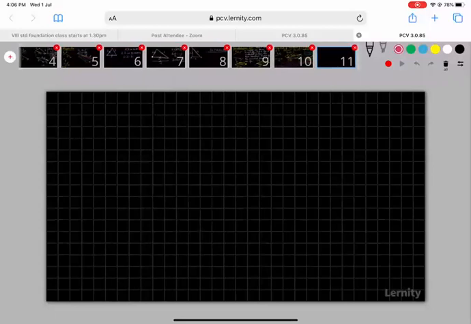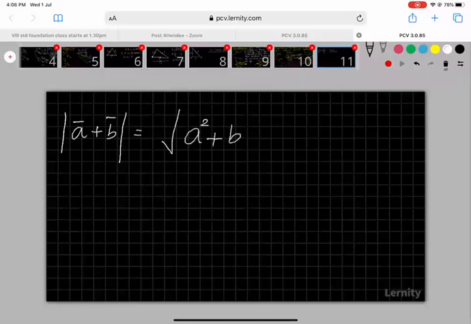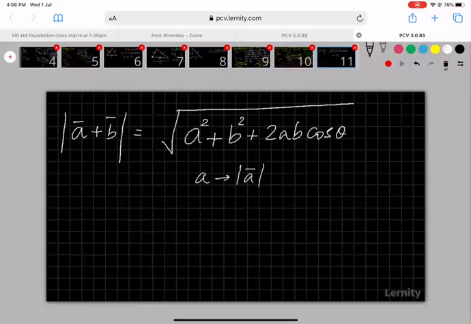We'll even write it in a new slide, maybe big. Magnitude of a bar plus b bar is equal to root of a square plus b square plus 2ab cos theta. Okay, what is a? This is nothing but magnitude of a bar. What is b? This is nothing but magnitude of b bar. What is theta? This is the angle between a bar and b bar. Whatever vectors you are adding, angle between those two vectors is what you substitute in theta. Understood or not? So that is what it is. Quite simple. Magnitude of the resultant of two vectors is given by this formula.